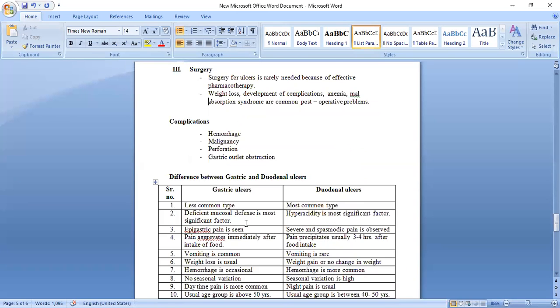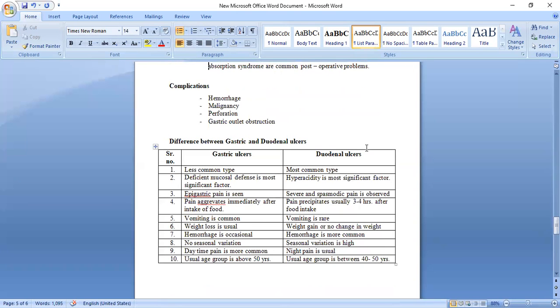Now see the major topic, that is gastric ulceration and duodenal ulcer. In your exam nowadays you are having MCQ type questions, or otherwise they will ask you the differentiation also, for 5 marks or for 2 marks, isn't it?